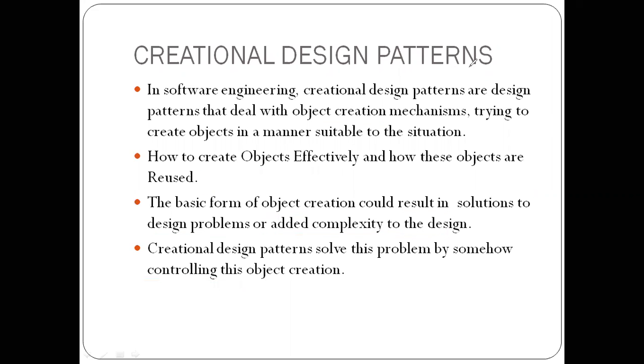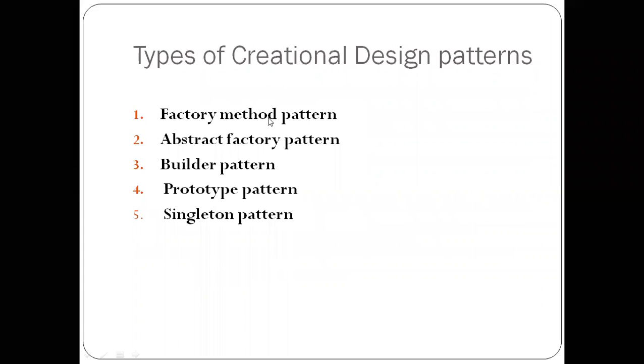And actually, here we have 5 types of creational design patterns. First one is the factory method pattern, or otherwise the factory pattern. Second one, abstract factory pattern. Third one, builder pattern, then prototype pattern, and the singleton pattern. These are the 5 types under the creational design pattern. Let us see one by one.